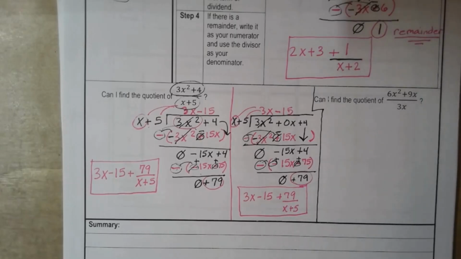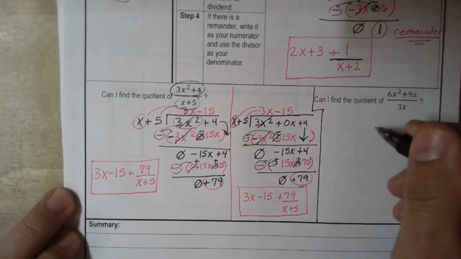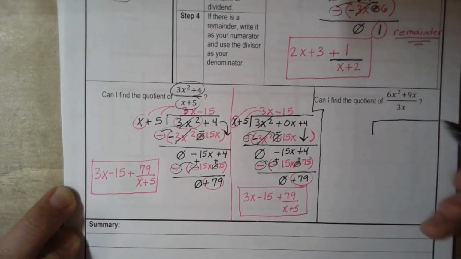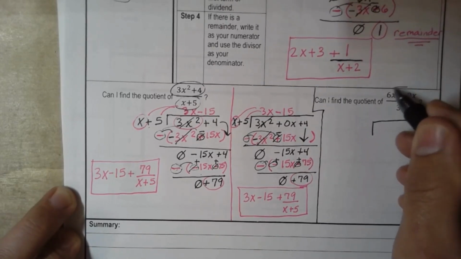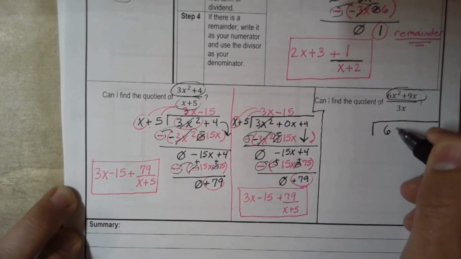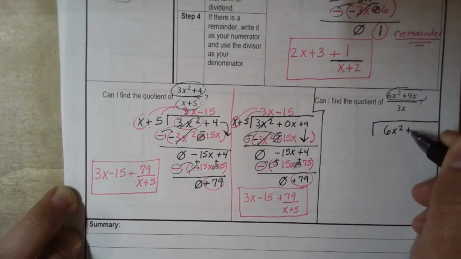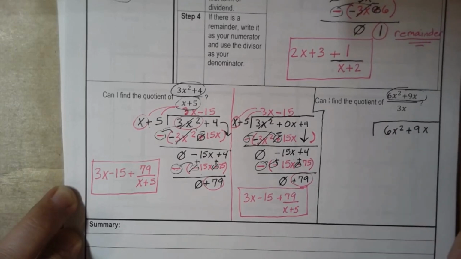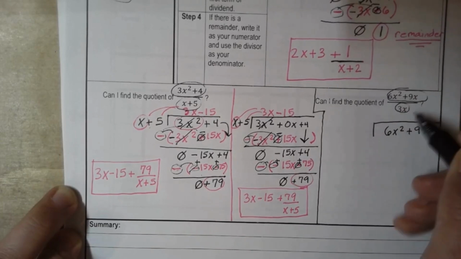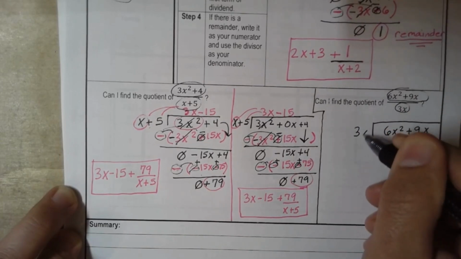Alright, we're going to go ahead and continue. First thing we're going to do is draw our division symbol. I'm going to take my numerator, and it's going to become my dividend. So I'm going to put 6x squared plus 9x. And I'm going to take my divisor, which is the denominator, and put that outside, 3x.